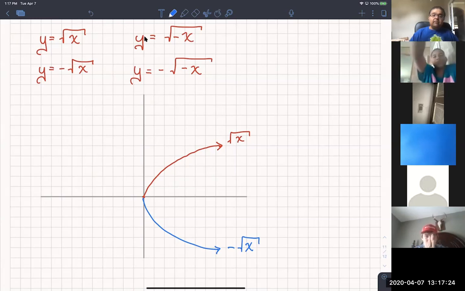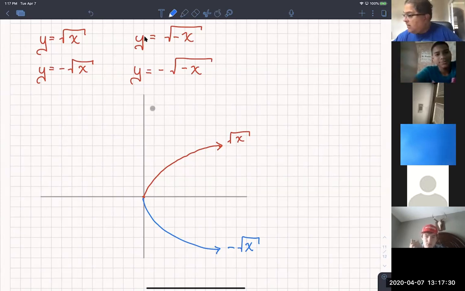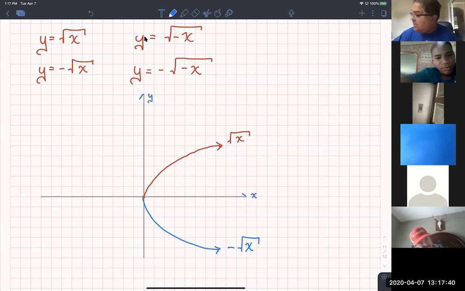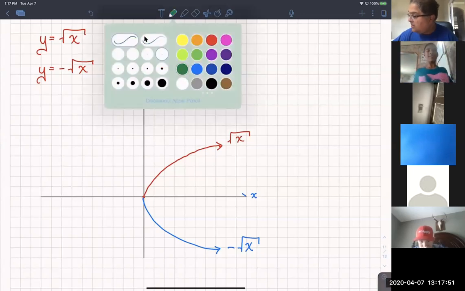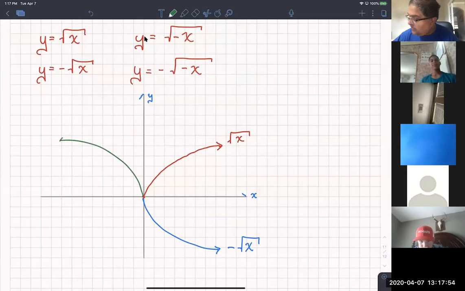Now, if you put a negative on the inside of a function, so this guy right here, it flips it across the y-axis. So just to remind you guys, remember this is the y-axis, this is the x-axis. So negative on the outside flips it across the x-axis, negative on the inside flips it across the y-axis.